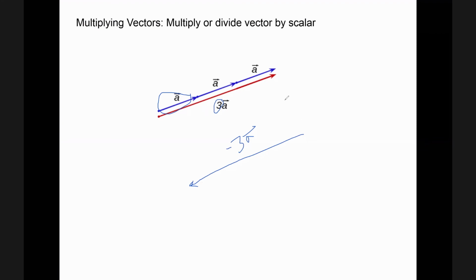Where is half A? This is half A. Right? What about minus half A? This is minus half A. Opposite, but half that length. Then multiplying a vector by a scalar, or a number, means I can change its length or change its direction. Okay.